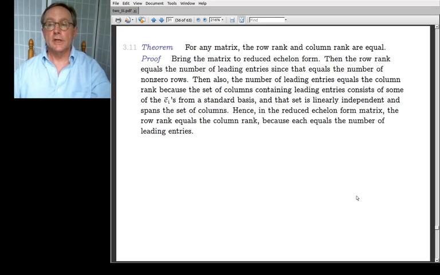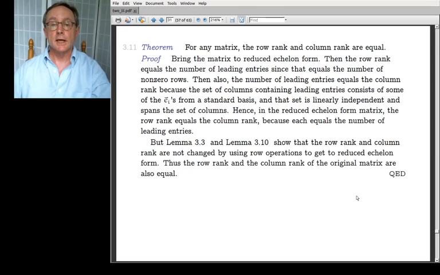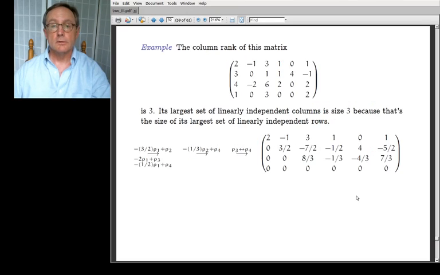So in the reduced echelon form matrix, the row rank equals the column rank, because each of them is equal to the number of leading entries. But we've shown that row rank and column rank are not changed by row operations. So back to the matrix where you started from, the row rank and the column rank are the same. So we use a single word for row rank and column rank. Just call it the rank. Rank of a matrix is either its row rank or its column rank, whichever one you prefer, whichever one is easier to compute.